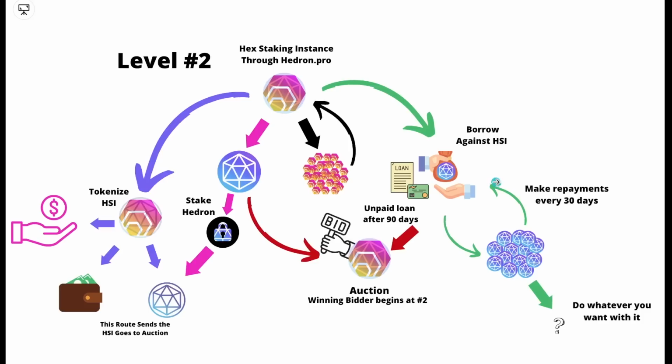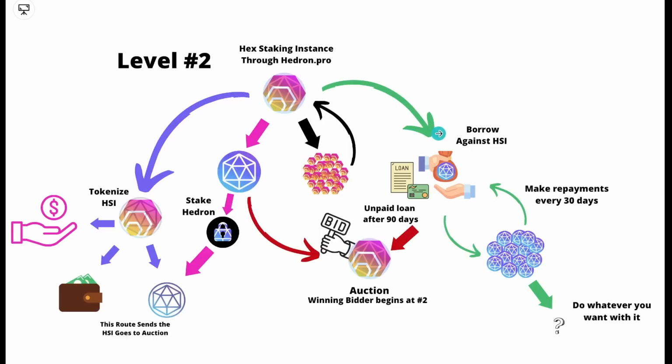So now that we've covered pretty much all the bases, let's go through the entire pathway that you can basically take using the HSI, HEDRON, and its utility. So starting up here, of course, you've created your Hex stake instance through hedron.pro or through app.icosa.pro. Now, the first thing you can do on this chart, we're going to start on the right here.